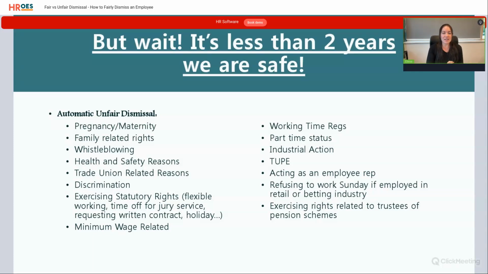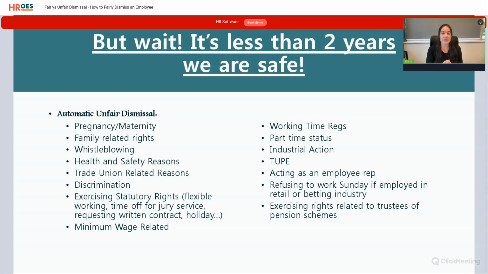So at the moment, if it's less than 2 years, we're safe. Well, no, we're not. There are the automatic unfair dismissals. So if we dismiss someone because of pregnancy, maternity, family-related rights, whistleblowing, health and safety reasons, trade union-related reasons, discrimination, or for exercising a statutory right, that includes flexible working. If we dismiss someone because they've made a flexible working request, or if they think they've been dismissed because they've put in a flexible working request, then they could potentially bring an automatic unfair dismissal, which means they don't have to wait 2 years to be able to bring a claim.